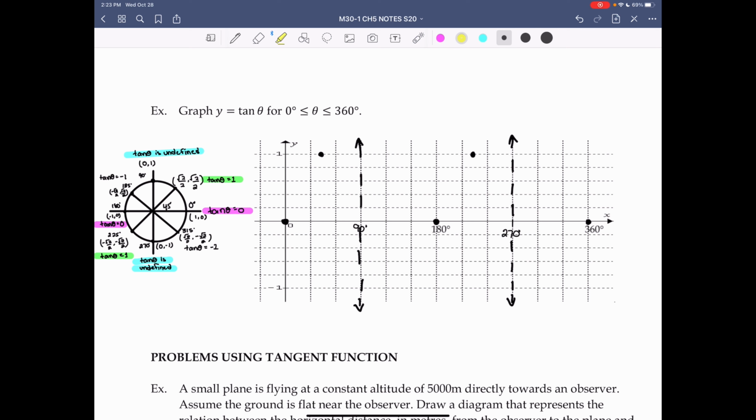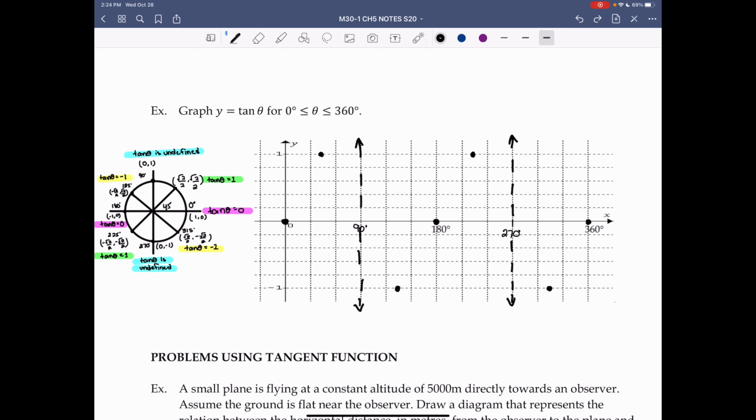And then last we can graph the points where tan theta equals -1, which we're at 135 degrees and also at 315 degrees. That would be 135 is halfway between 90 and 180, go down to -1 at that point, and then halfway between 270 and 360, go down to -1 at that point.